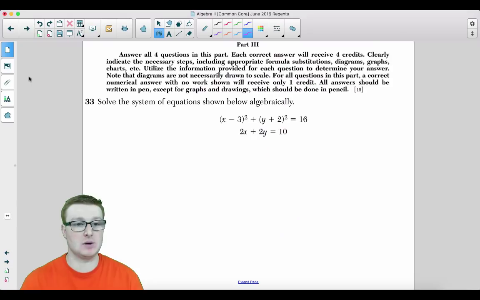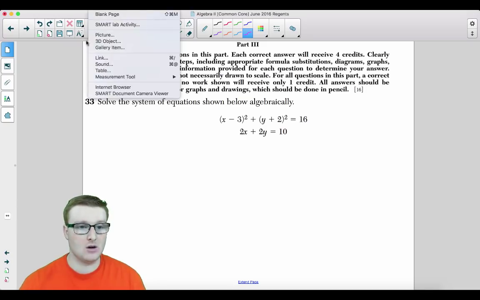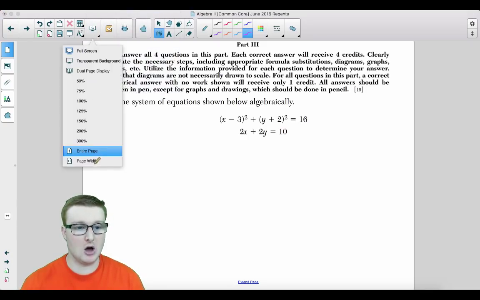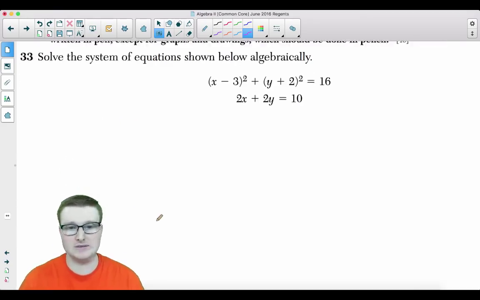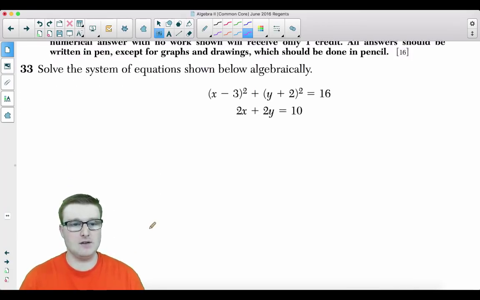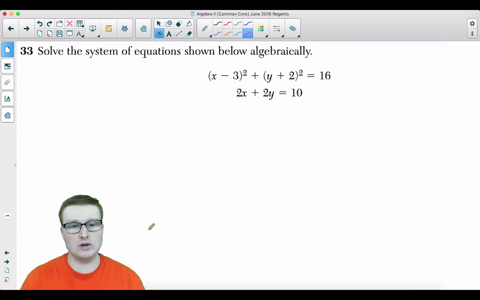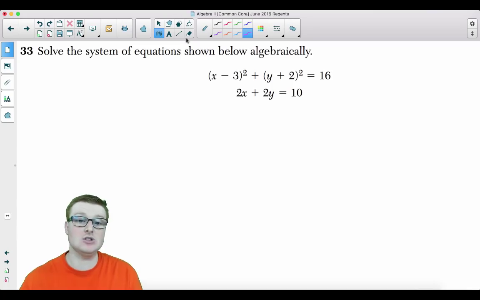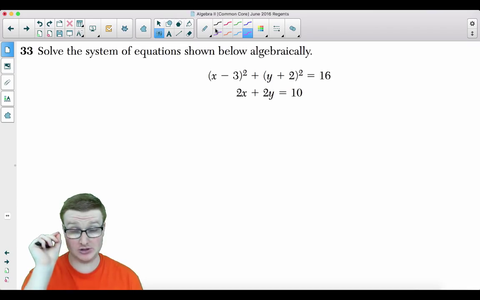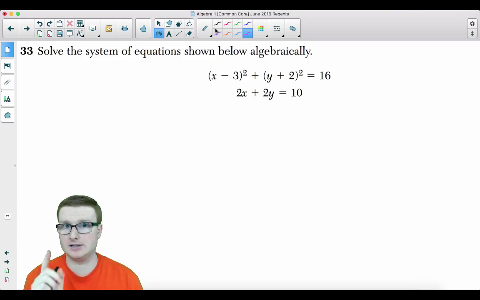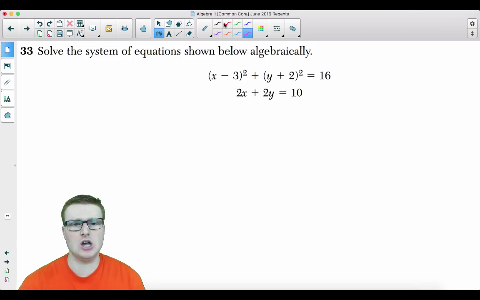Okay, here we go. Moving on to the part 3s. Part 3. Okay, this one, definitely a long question, but not overly difficult. Solve the system of equations shown below algebraically. So, algebraically means that you got to show work. So here's what we're gonna do. I'm gonna show you how to do it algebraically, and I'm gonna show you how to do it on the graphing calculator to make sure that your answer is right. Okay. So the first thing is we got a circle here and we got a line.